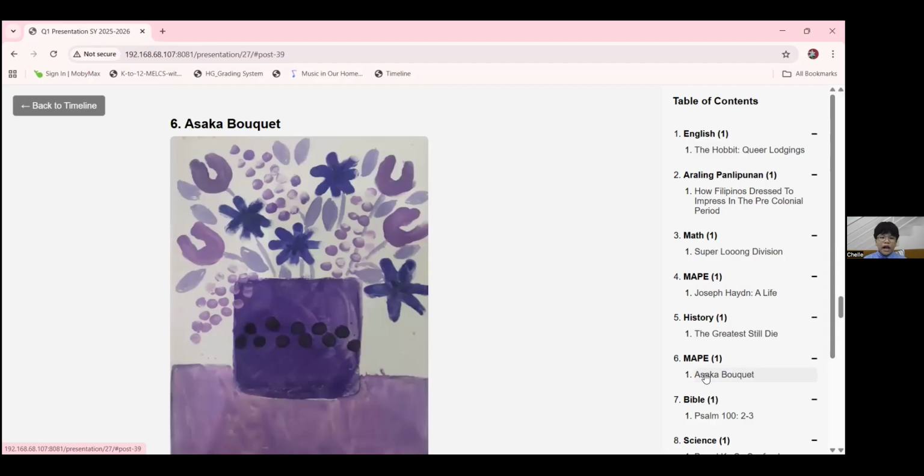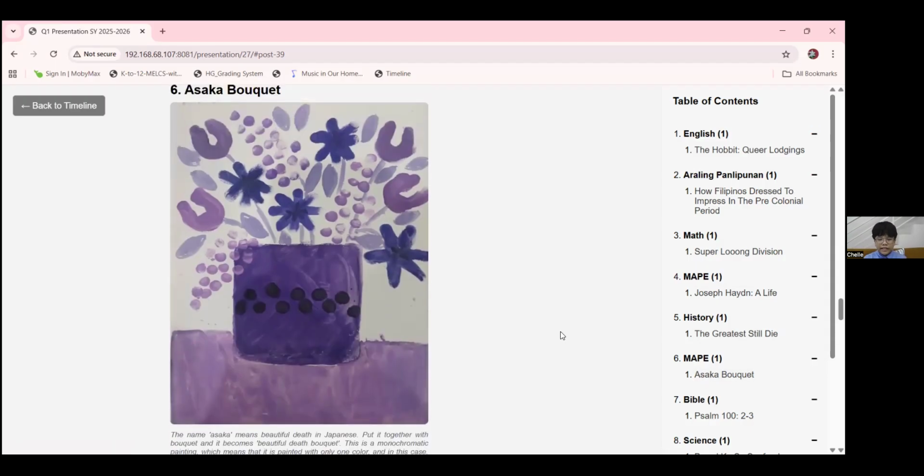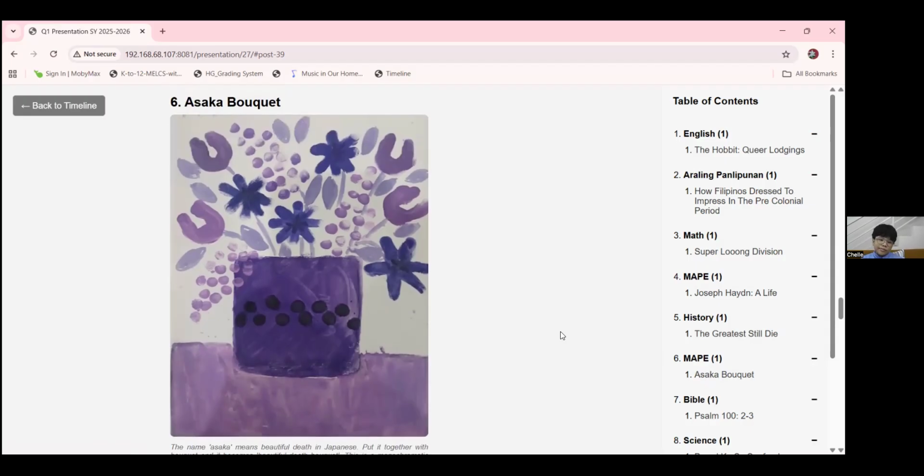Now we have this art. The word Asaka means beautiful death in Japanese. So put that together with bouquet, you have beautiful death bouquet. These U-shaped things are tulips. These are violets, and these are lavenders.